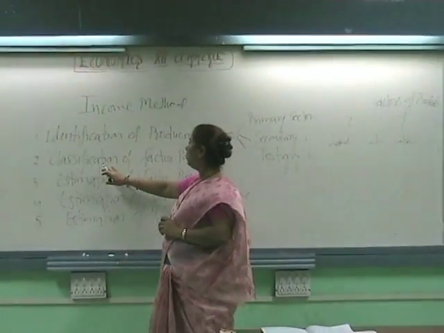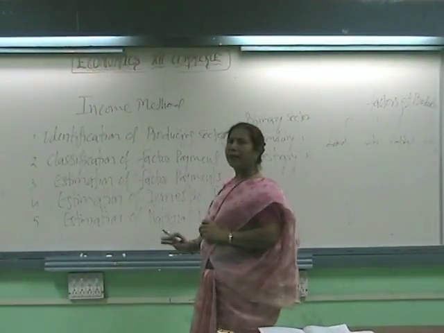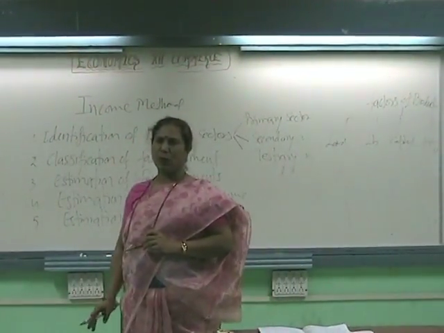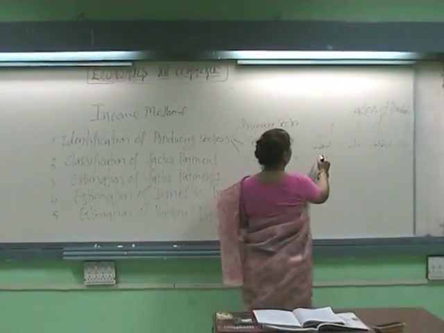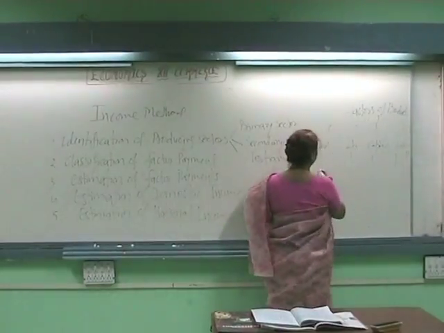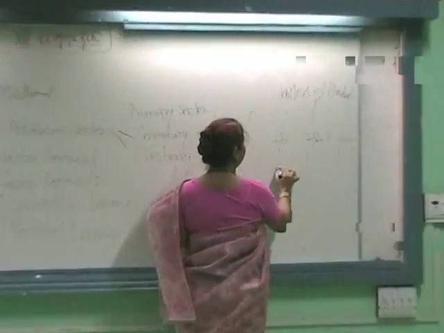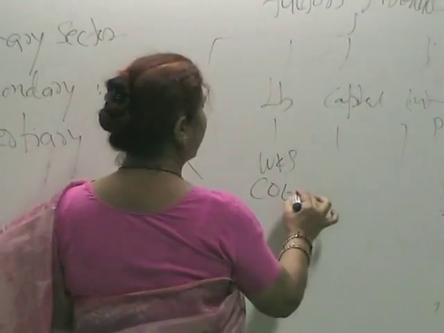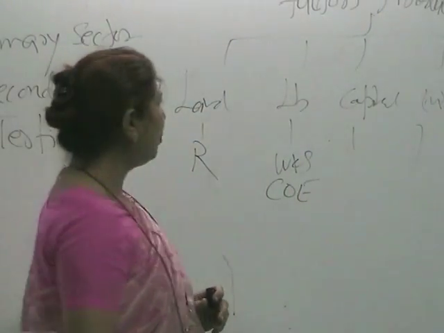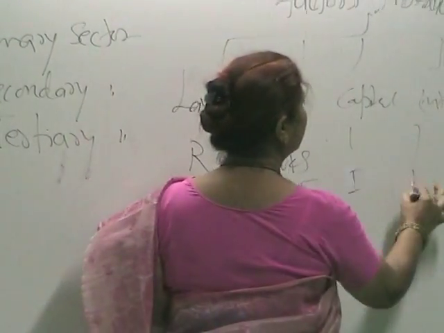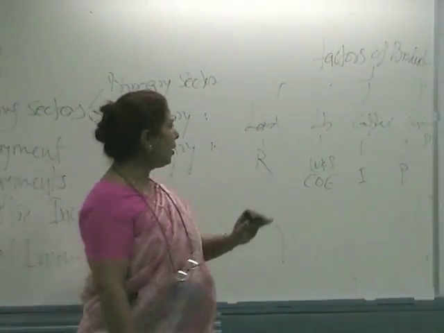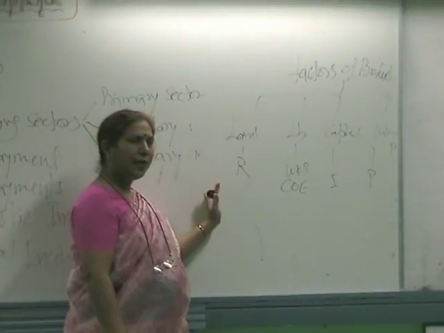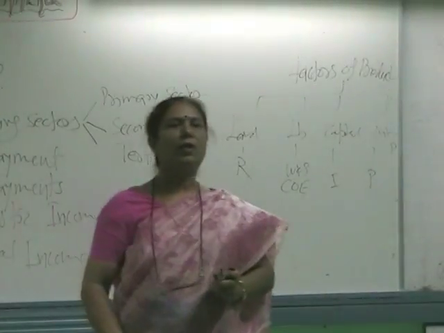Now the second thing, classification of factor payment. We can classify these 4 actually. You know that land gets rent, labor gets wages and salary, which is also called compensation of employees, capital gets interest and the producer gets profit. Broadly, we can classify this into 3.